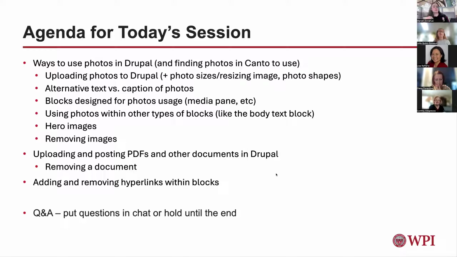There's also a lot of information about alternative text versus a caption for photos. The caption is what will appear so that people will see. The alternative text is what helps us meet our accessibility goals. So we'll explain a little bit more about that. We'll talk about the different blocks in Drupal that are designed for photos. There's a media pane. There's a difference between the body text block and how you use an image in there, media pane, a hero image, that kind of thing. Rotating highlight blocks. There are different ways to use images.